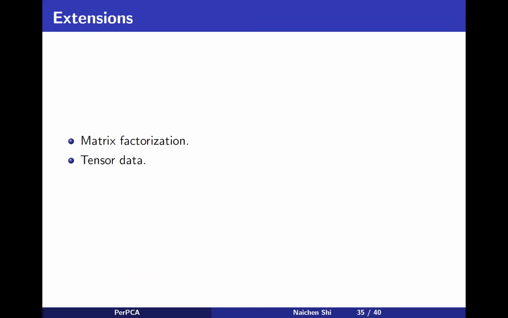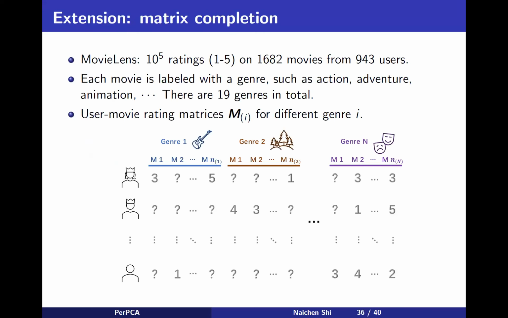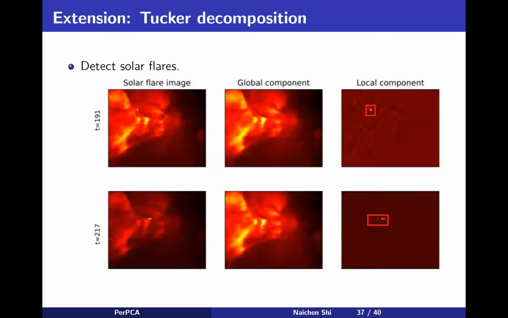And we have also extended our work to matrix factorization, matrix completion, and tensor data. In matrix completion, we can extract the shared, global features and the unique, local features of matrices that contain missing entries. On the tensor data, we can also find the global component and the local component. Here is an example of an application of our methodology on solar flare detection. It detects abrupt solar activities, which usually correspond to solar winds.